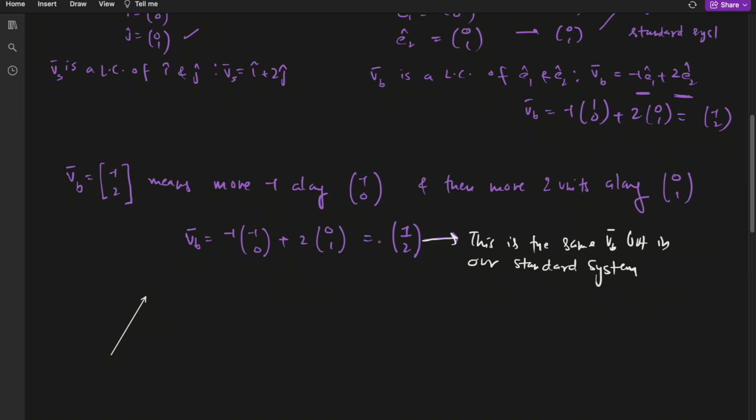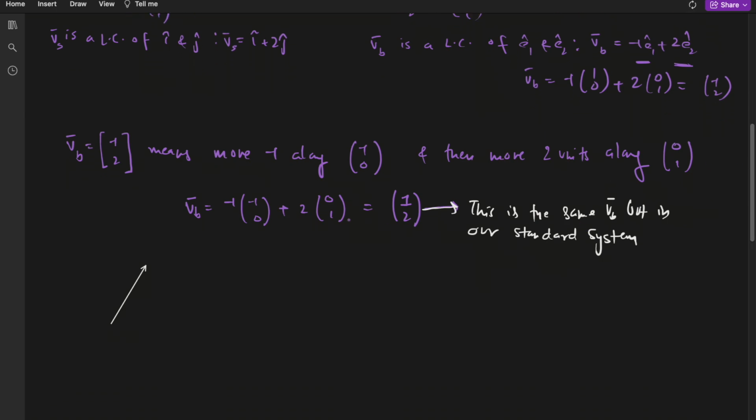Okay, so we have seen how we converted this vector -1 comma 2 from Bruce's system to our system, the standard basis system. So we can generalize this. So we can convert any vector VB which is in Bruce's system to our system, the standard system VS, using this matrix, using this weight matrix where the columns represent where the basis vectors of Bruce are lying in our standard system.